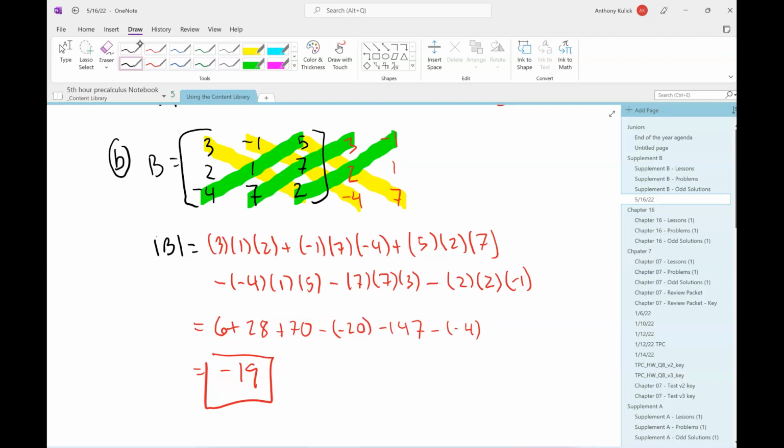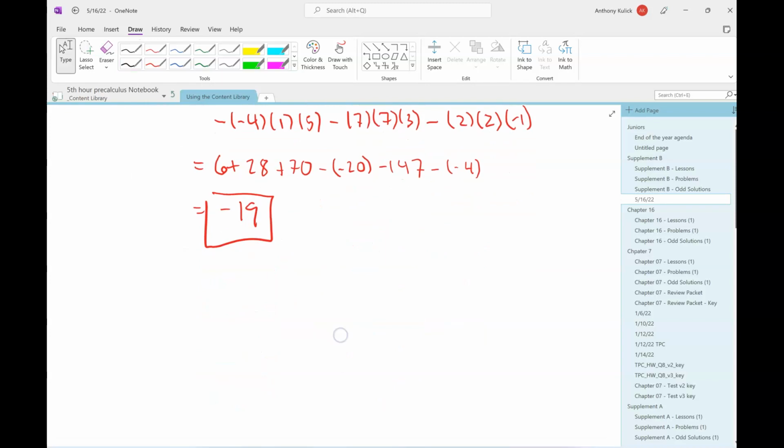Again, a lot of numbers to crunch, but the actual process is very visual, not too bad to remember, right? It's the 3 down diagonals added together, and then minus the 3 up diagonals. Okay. If you're a visual person, this should be relatively easy to remember. With a little bit of practice, should stick pretty good.